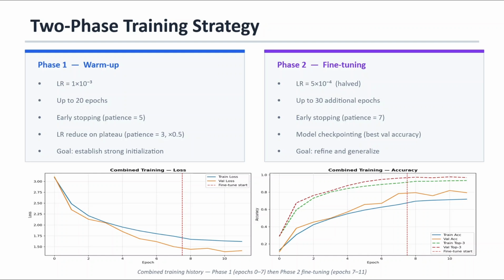Looking at the training curves, the validation loss tracks closely with the training loss throughout. No sharp divergence, and that tells us dropout, batch normalization and augmentation did their job. The model generalized, not just memorized.